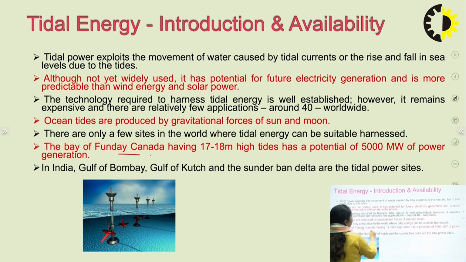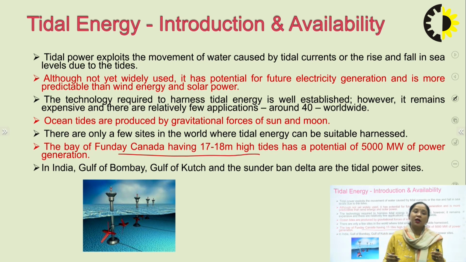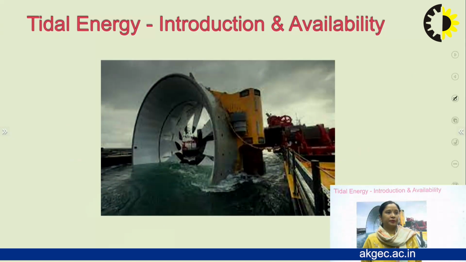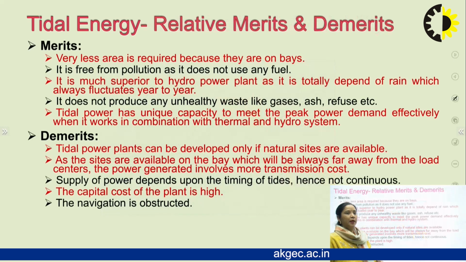The Bay of Fundy in Canada, actually, where high tides and low tides are major, there this tidal energy can be used, and you can see around 5,000 megawatts of power is being created by the Bay of Fundy. This is one of the tidal energy generators.